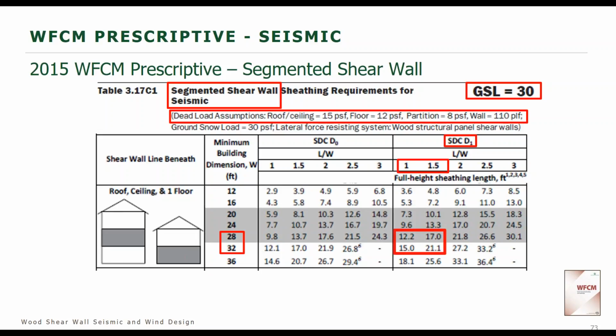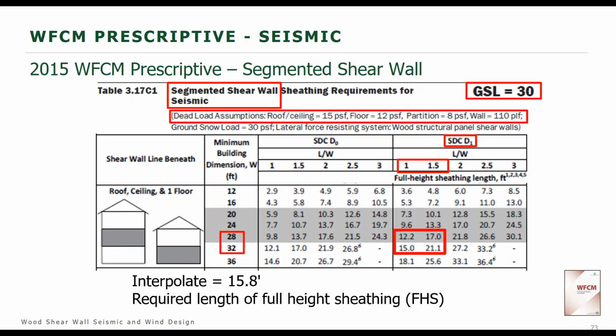So we're going to have to do a double linear interpolation here to come up with the length of the shear wall that we need. And through the linear interpolation, that is 15.8 feet. So that's the required length of full height sheathing.